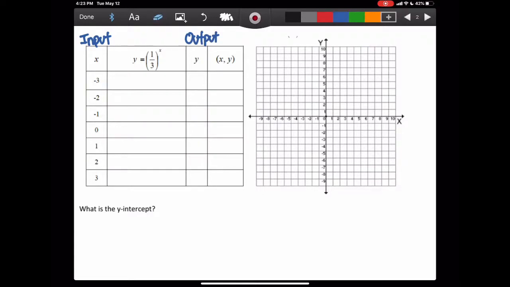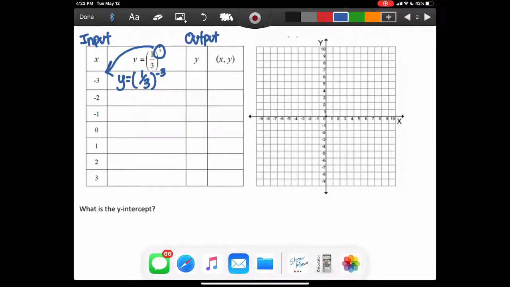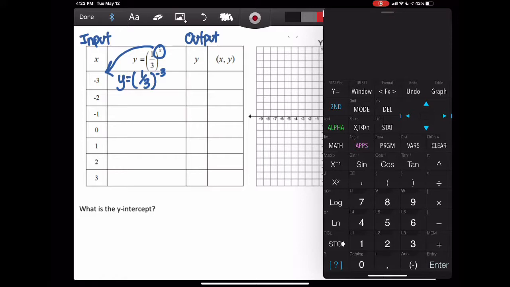How we would do that is, if we have this function 1/3 to the x, instead of writing that x, we're going to substitute it for whatever value it tells us that x is. In this case, x would be -3. And we're going to solve this to get our output for the y. So I'm going to bring up a calculator here and type in parentheses 1 divided by 3, all raised to the -3rd power. I'm going to hit enter. That's going to give me 27. So I'm going to put 27 for my y, and that means that my ordered pair here would be -3, 27.